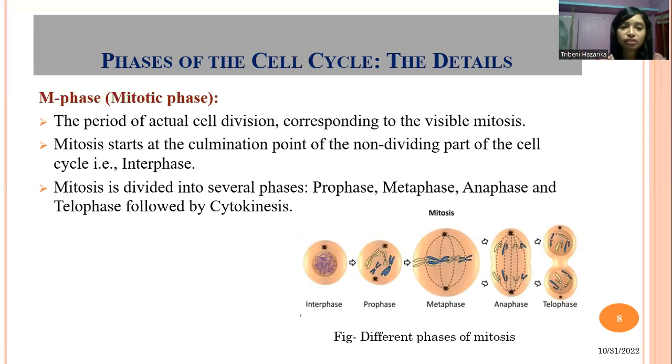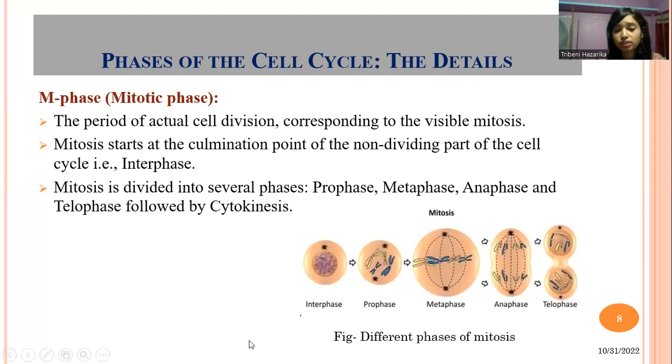M phase, or the mitotic phase. In this phase, the actual cell division, or mitosis, occurs. Mitosis starts at the culmination point of the non-dividing part of the cell cycle, that is the interphase. And this mitosis is divided into 4 phases. First is the prophase, then metaphase, anaphase, and telophase.